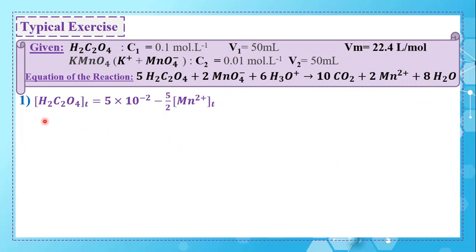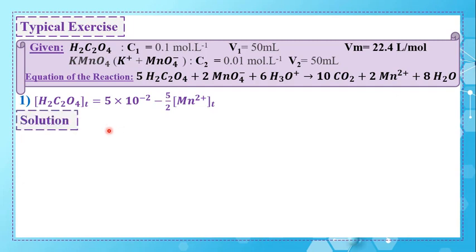We have to verify that the concentration of H2C2O4 at instant t is equal to 5 times 10 to the power minus 2 minus 5 over 2 the concentration of Mn2+ at the same instant. H2C2O4 is a reactant in this reaction, while Mn2+ is a product.